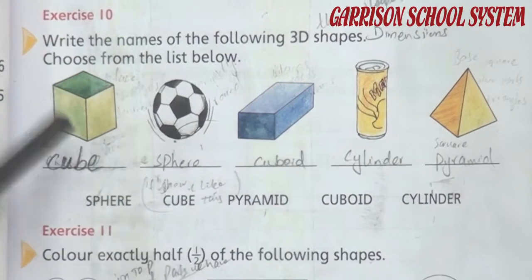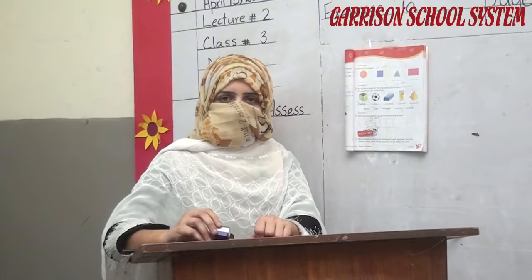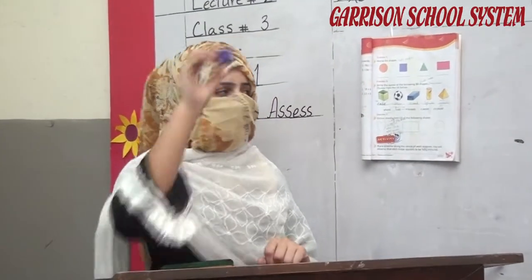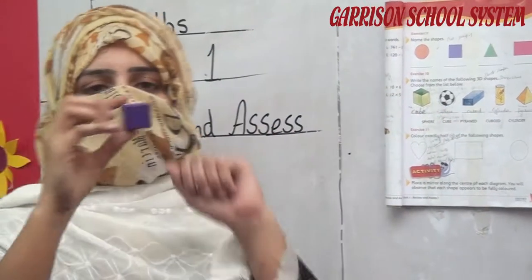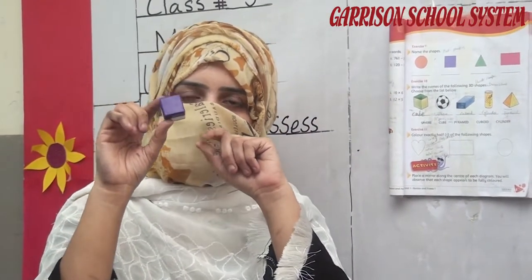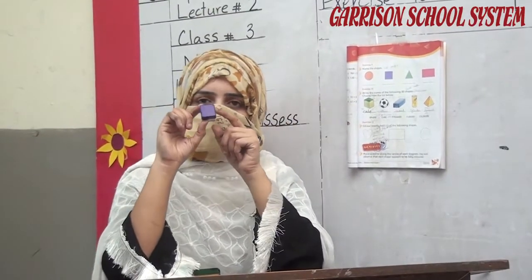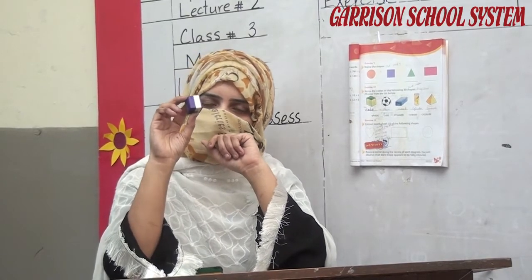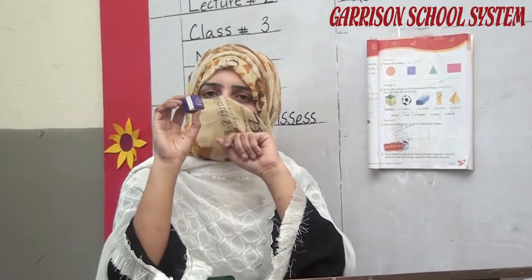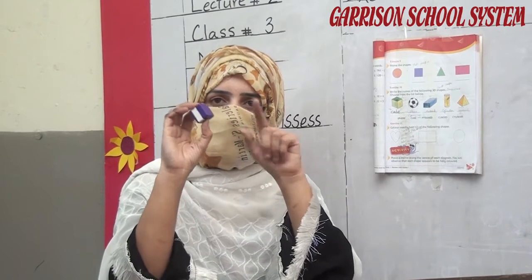So first of all, look at this shape. This shape is like a square. Okay students, when we look at this shape, this is like a square. When we look at this side, this is a square side. When we turn, this side is also square. When we turn, this side is also square. It means it is completely a square shape.